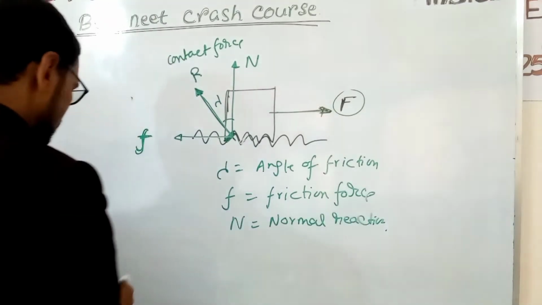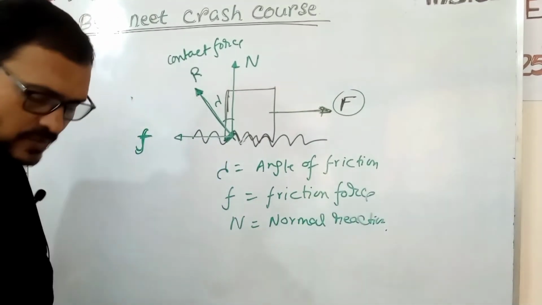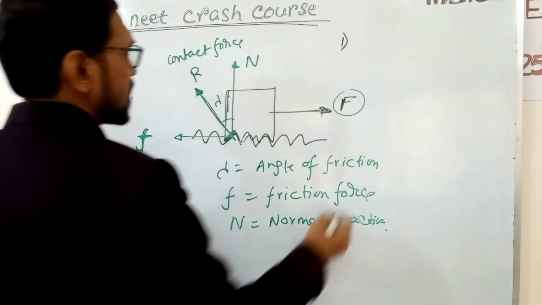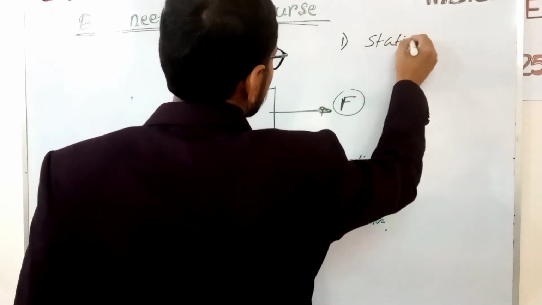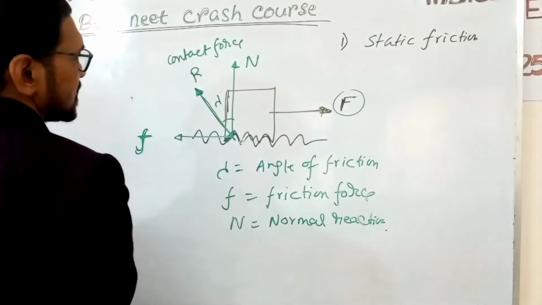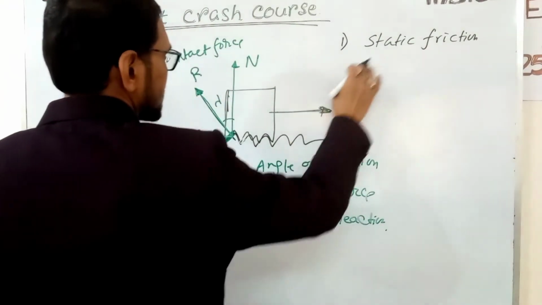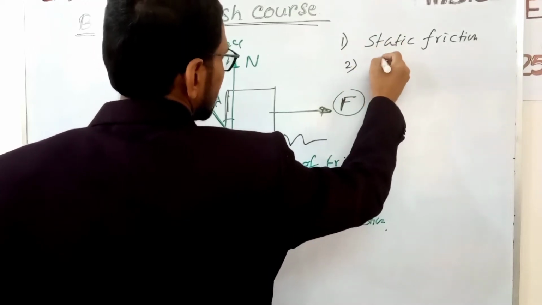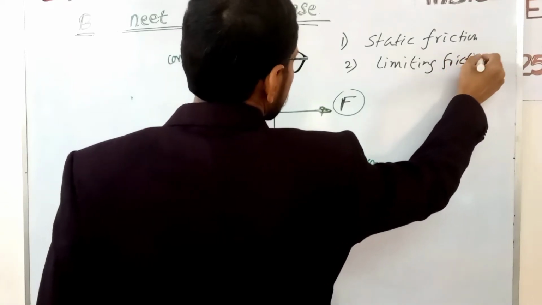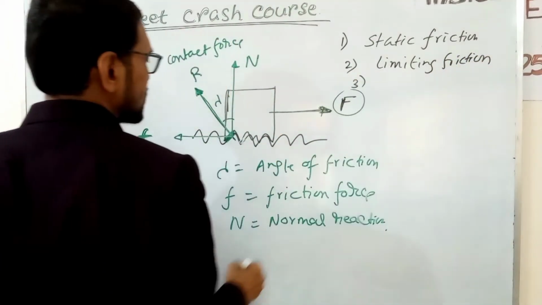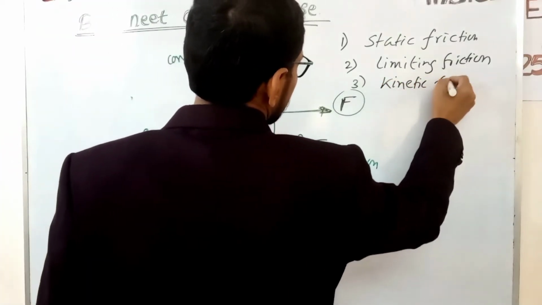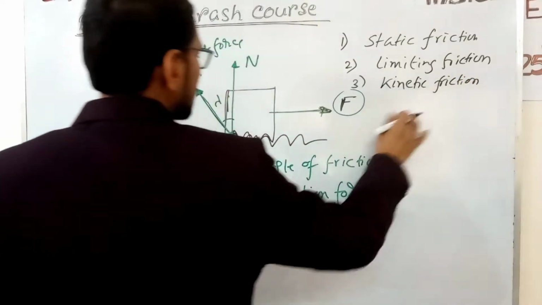Now you have to understand the basic concept of friction. I will discuss it step by step. First, static friction. Suppose the force is gradually increased. First static friction acts, then we get limiting friction, which is the maximum static friction. Next, when the body moves, we get kinetic friction, and there is also rolling friction.